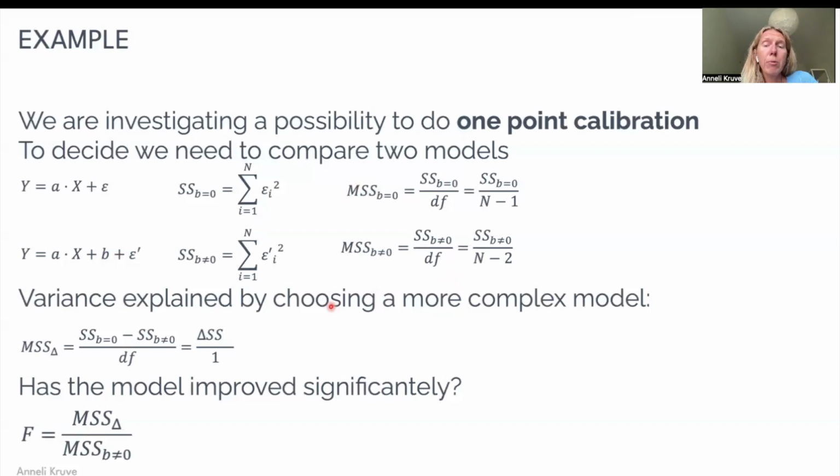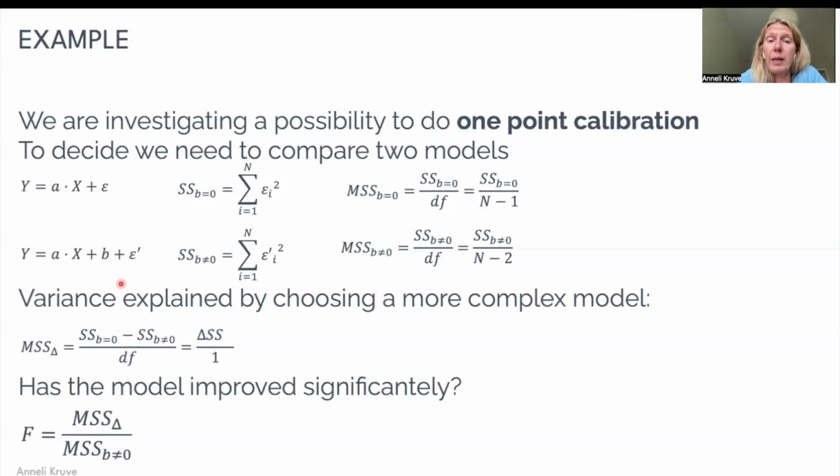Now, the assumption is that the more parameters we add, the more variance is being explained. So from the sum of squares, we can also calculate how much more variance the more complicated model, the model with the intercept, is explaining. That becomes the difference in the sum of squares of the residuals for these two models, divided by the difference in the number of degrees of freedom between them. Here it's just one, because one coefficient is added.